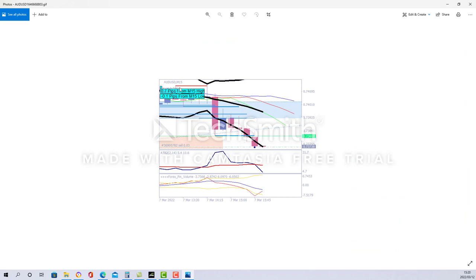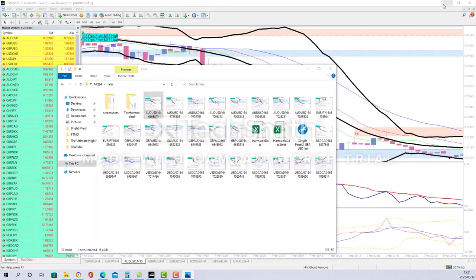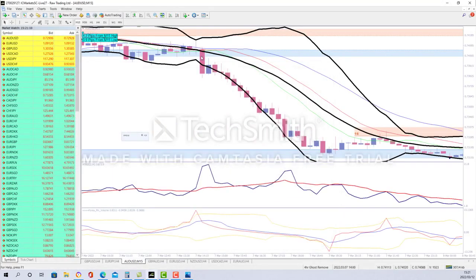Okay, so this is what it looked like at the time. 7th of March, Aussie dollar, US dollar. This screenshot indicator takes a screenshot, so I can go back and see what it looked like, because when you go back in time, it doesn't really show the conditions exactly as they were when I entered.